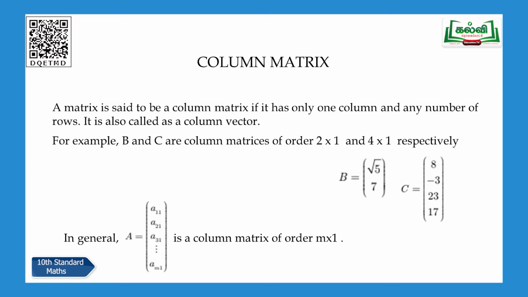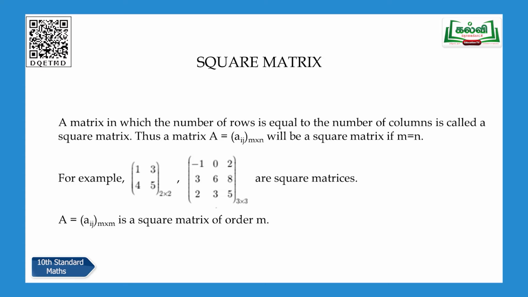So B and C are column matrices of order 2 by 1 and 4 by 1. For example, C is equal to 8, minus 3, 23, 17. So we have 4 horizontal lines and only one column. So it is clearly understood that it is a column matrix because the number of columns is 1. So in general, A is equal to A11, A21, A31, etc. is a column matrix of order m cross 1. Why? m is the number of rows and 1 is the number of columns.